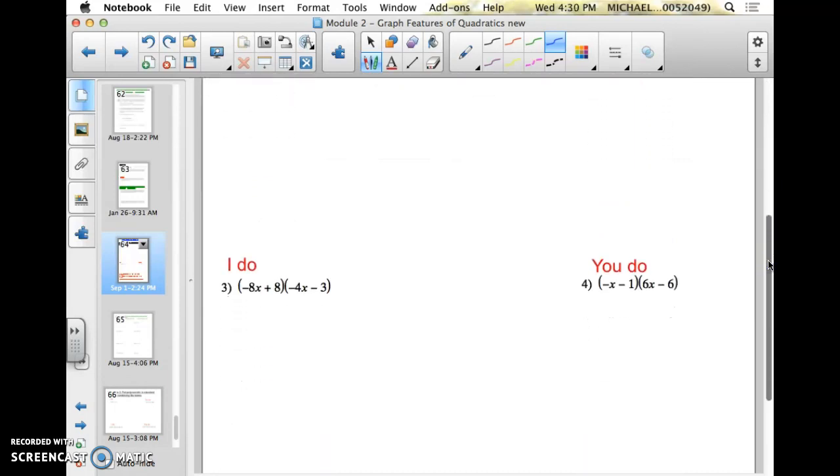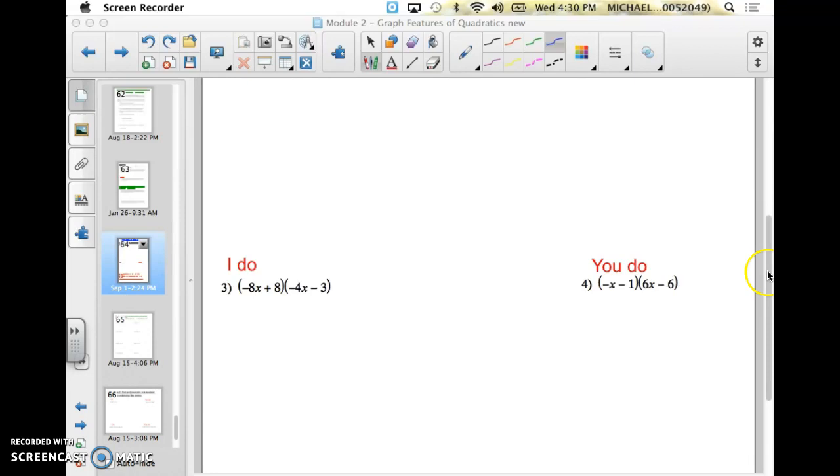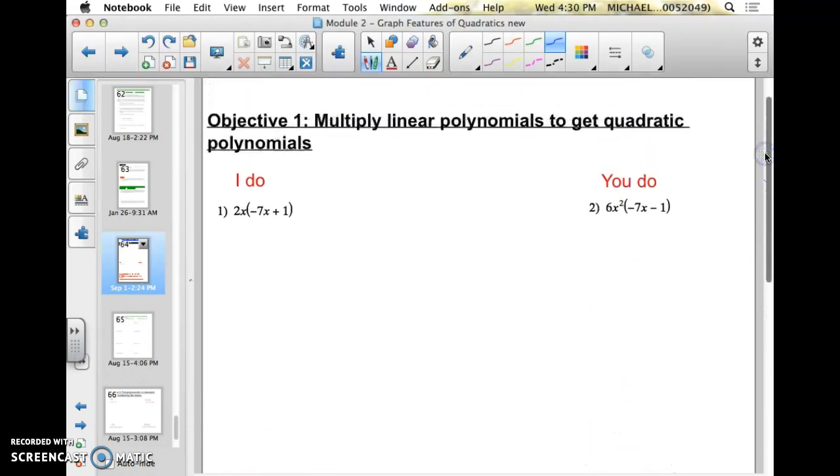And I'm going to do an example of a different one and then have you pause the video and try your own again. Alright, to begin, first example I'm given is 2x times negative 7x plus 1. If I were to multiply this together, I would use what's called distribution. Before I do that, I want to note that this form that this quadratic function is in is called factored form. So I'm going to make note of that.